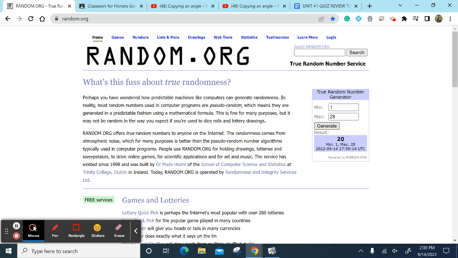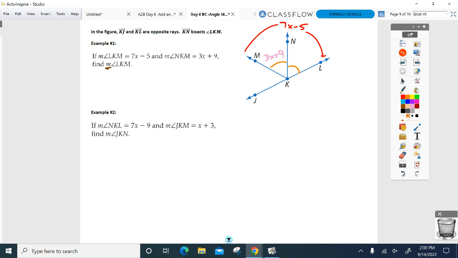Oh, there it is, right in front of me. When you're ready, got an equation to solve? 7x minus 5 equals 3x plus 9. So you're saying this big one and that small one are the same measure, right? 7x minus 5 minus 3x.